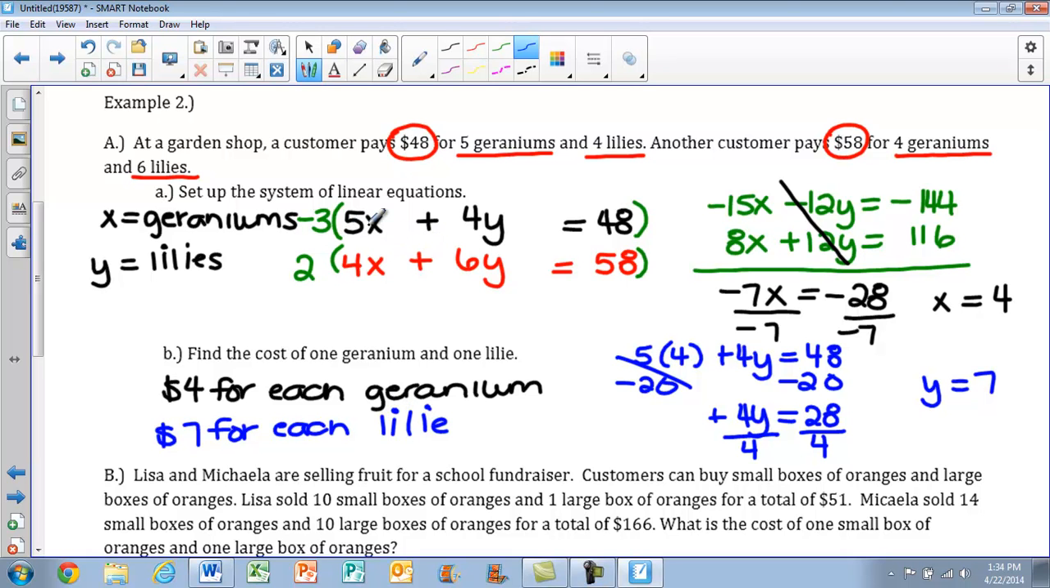We have 5 times 4 is 20, plus 4 times 7 is 28, so that gives me 48. So that works there. You need to make sure that they check in both equations. In our next one, I have 4 times 4 would be 16, plus 42, again gives me 58. So these are the correct solutions. So it's going to be $4 for each geranium and $7 for each lily.